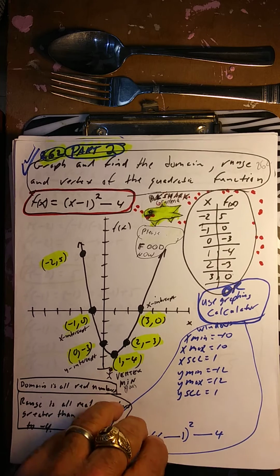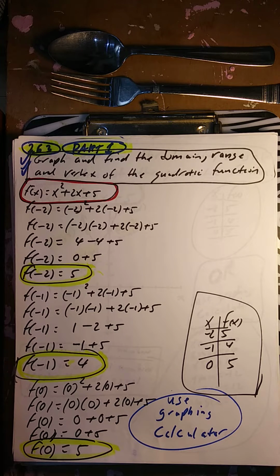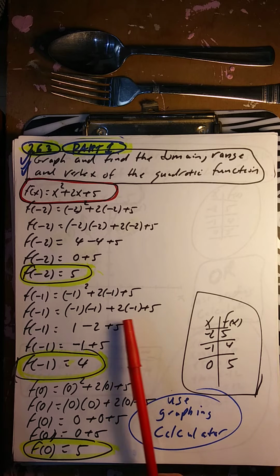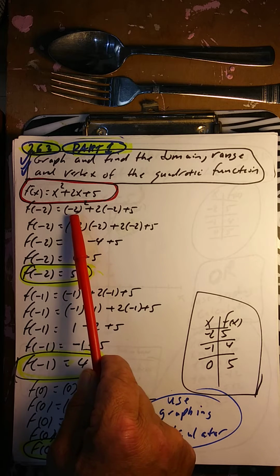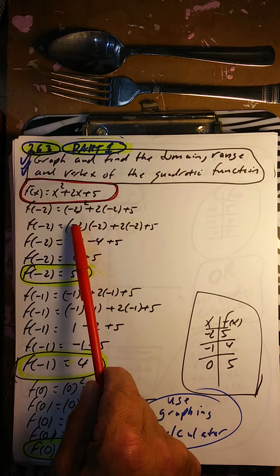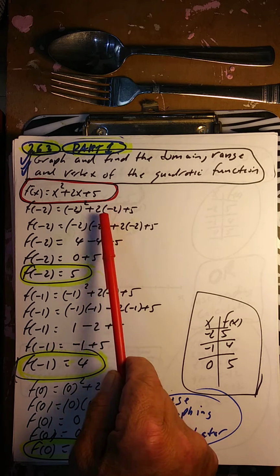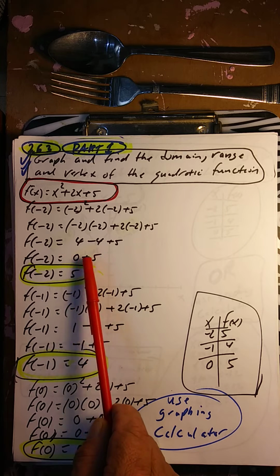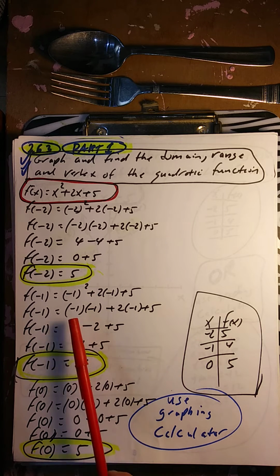That's all. Next one. Graph and find the domain, range, and vertex of the quadratic function. Again, I'm just going to put numbers in, and I tried numbers that worked out really easy. Put a negative 2 in there. So negative 2 squared, negative times negative is a positive. That's going to be a negative. 4 minus 4 is 0. 0 plus 5, 5.